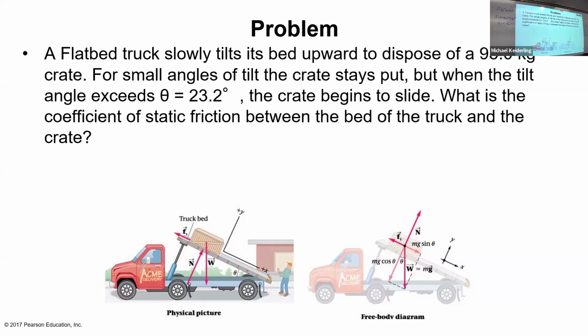Now, once again, the force of gravity down the slope is mg sine theta. The force of gravity into the slope is mg cosine theta. And now the force of static friction is going to be equal to mg sine theta. They're going to cancel each other out exactly.